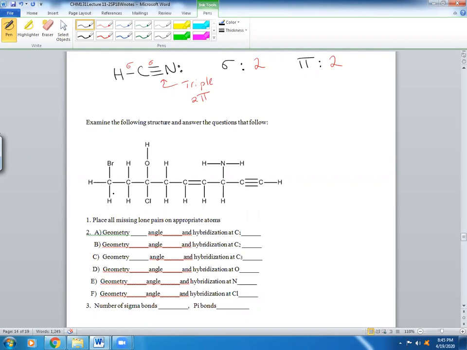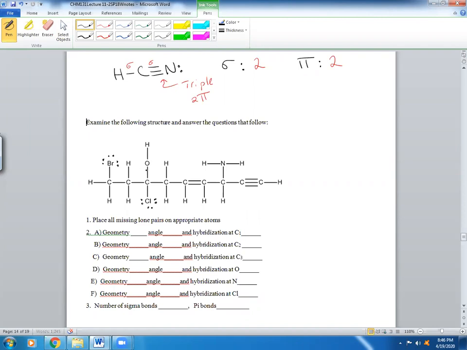H only takes 2, so you'll never see lone pairs on it. Carbon has 4 bonds, so it's happy. But let's look at this Br right here. It looks like this Br only has one bond. So it needs 8. So you put lone pairs, again, this is nothing new. We've done this in Lewis structures. So that way you have 2, 4, 6, 8. This chlorine is not happy either. 2, 4, 6, 8. Just remember, halogens have to have 3 lone pairs around them.